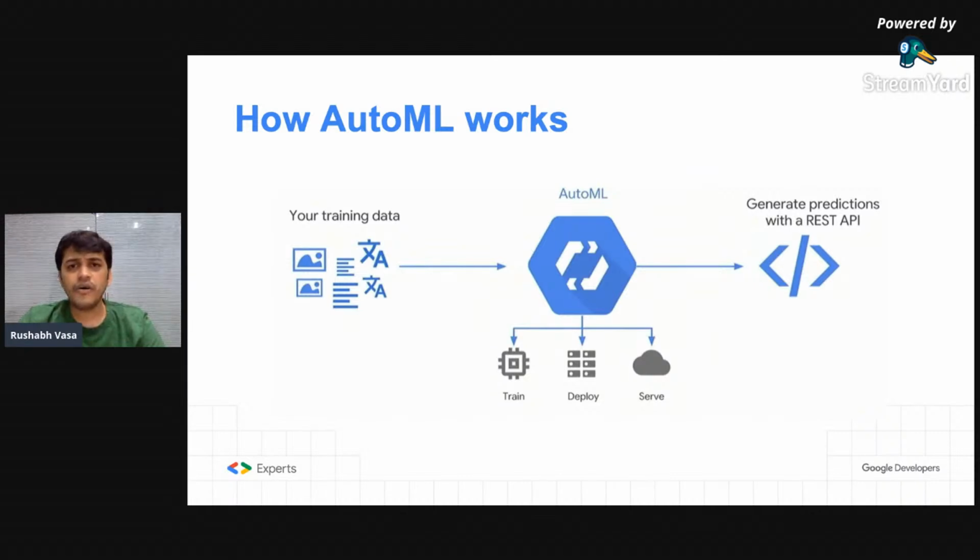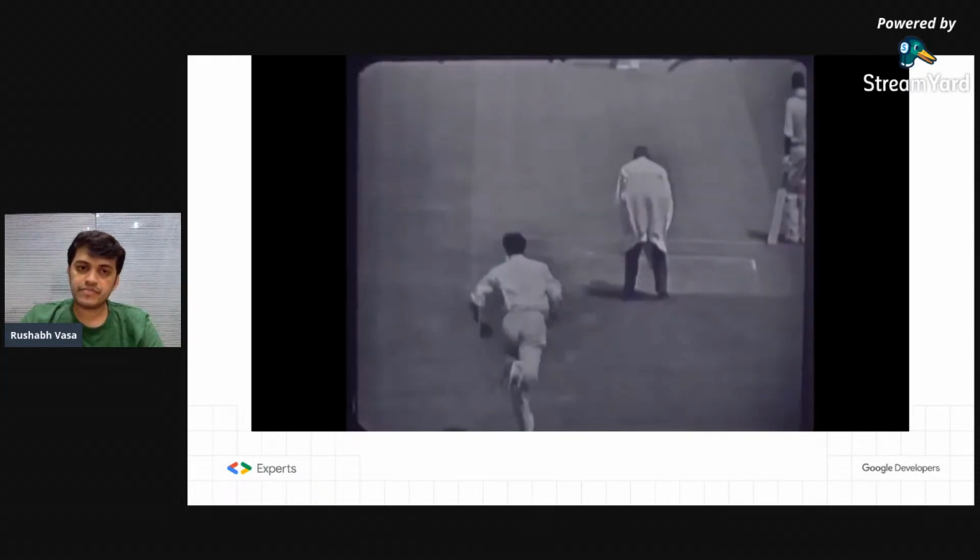So in a nutshell, how does this AutoML work? It's very easy and simple. You can just put your training data into AutoML, and the entire training, deployment, and serving is taken care of by AutoML. So you don't have to worry about how you train, how you deploy, and how you serve this. The entire thing is taken care of by AutoML, and it generates the prediction with a REST API. So you can use those APIs in your application, and then you can easily start building your own machine learning models.